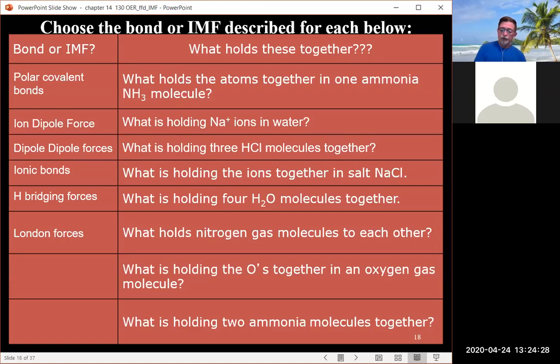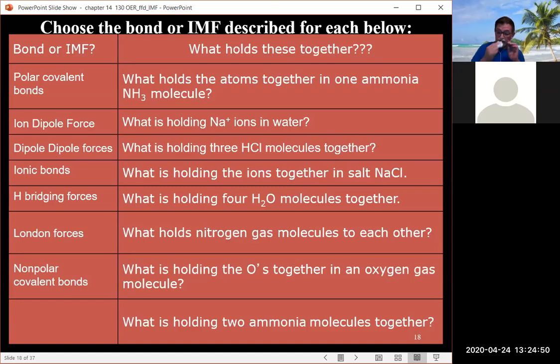Now, what is holding the oxygens together in an oxygen gas molecule? Again, we're talking about what's holding the oxygens together. That must be a bond. What kind of bond? Well, we know that O2 is nonpolar. So it's a nonpolar covalent bond, okay?